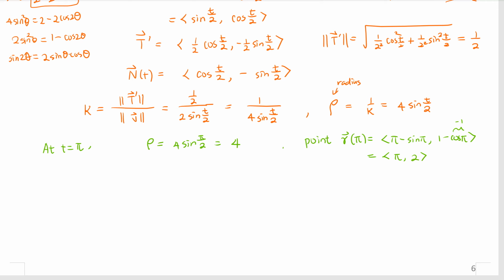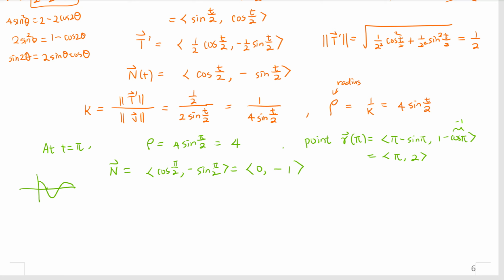Okay, we also need to know what is the principal unit normal vector. Well, this is cosine of pi over 2, minus sine pi over 2. Cosine pi over 2 is 0. Sine pi over 2 is 1. Okay, so this is the principal unit normal vector.